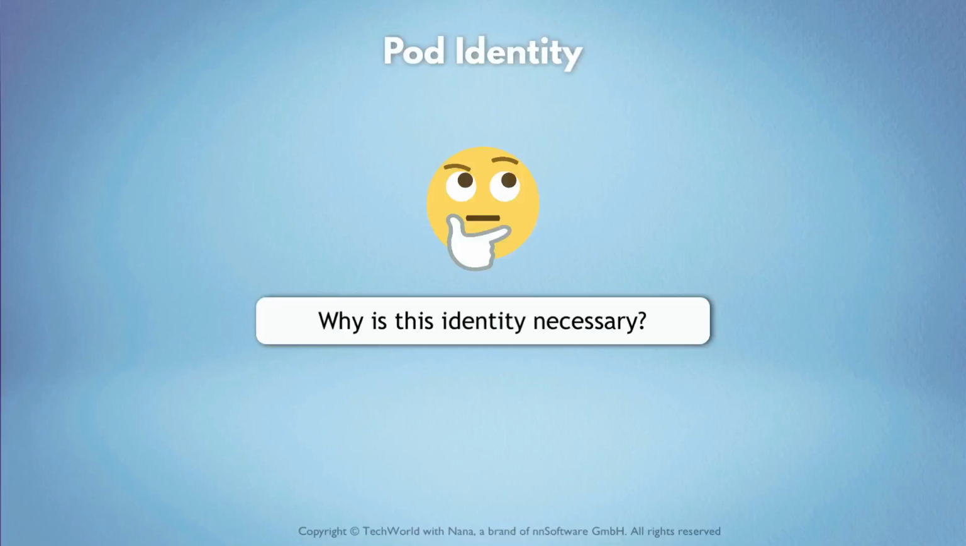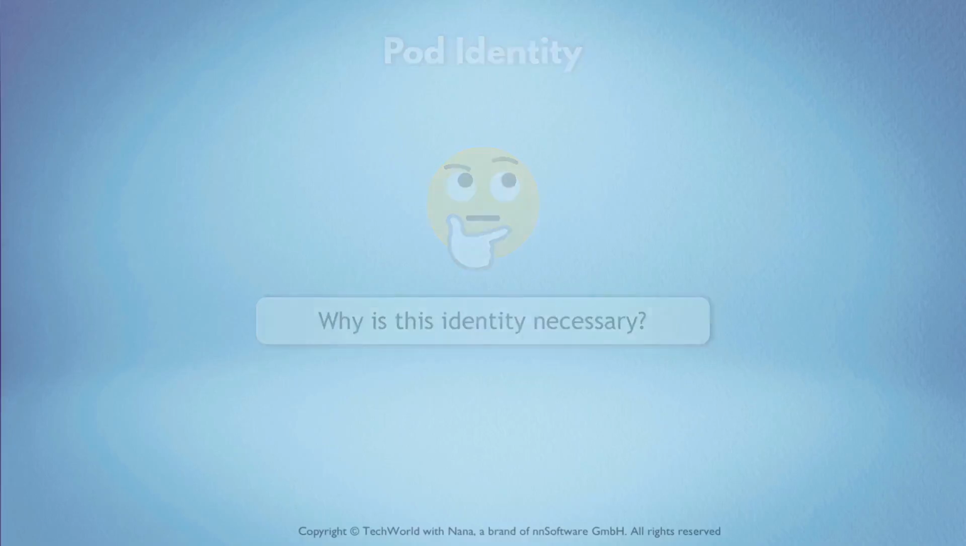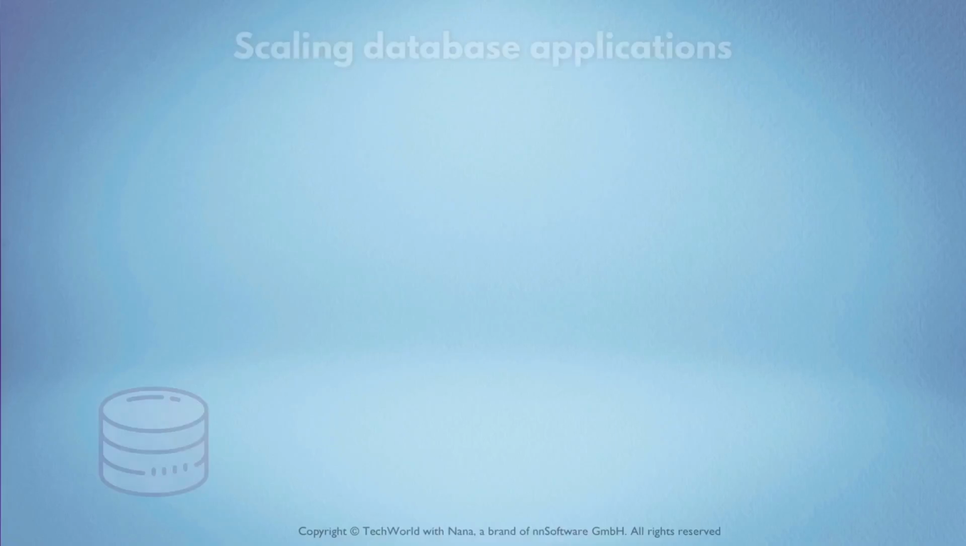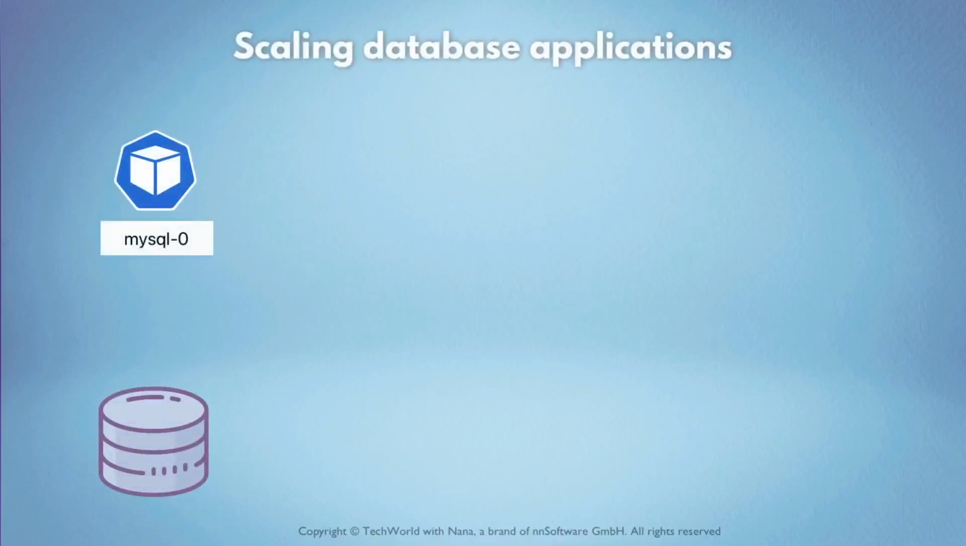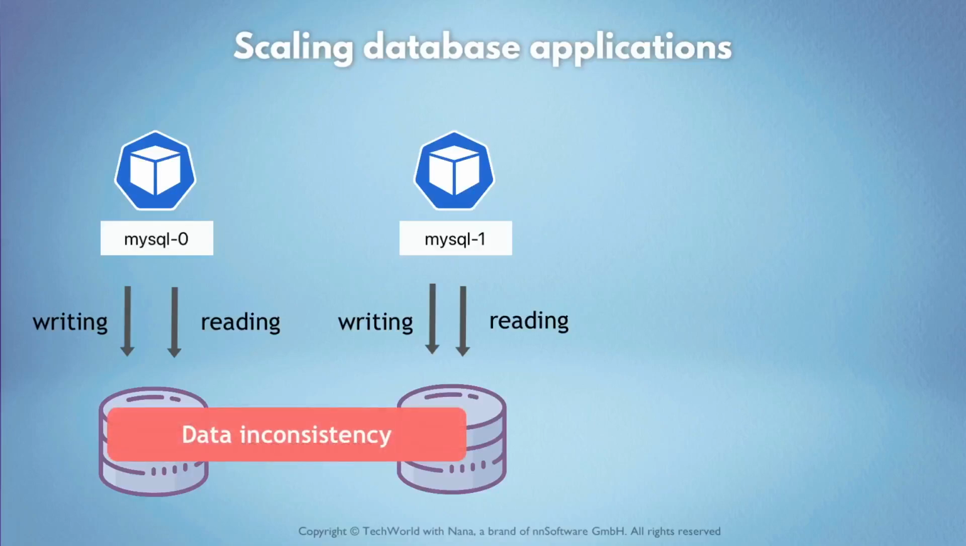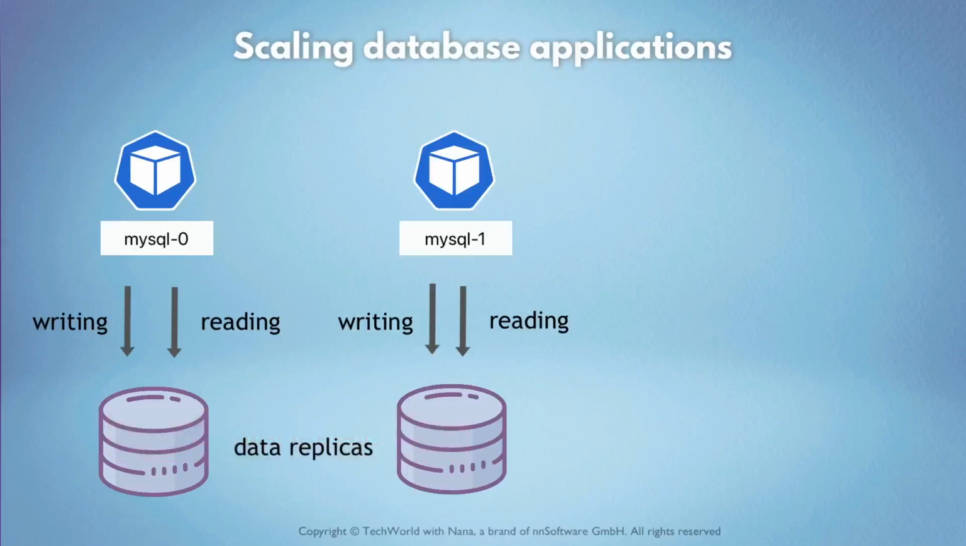So why is that? And this is a concept that you need to understand about scaling database applications in general. When you start with a single MySQL pod, it will be used for both reading and writing data. But when you add a second one, it cannot act the same way. Because if you allow two independent instances of MySQL to change the same data, you will end up with data inconsistency.